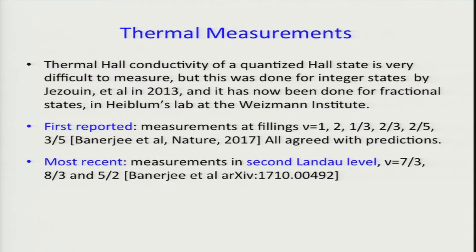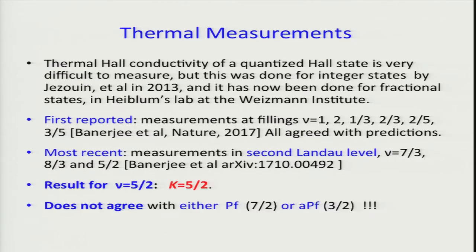To look at the second Landau level, they needed much better samples. There were a lot of complications. And so now, very recently, in October, they reported measurements in the second Landau level at filling fractions 7/3, 8/3, and 5/2. 7/3 and 8/3 are odd denominator, and what they found agreed with the prediction. So what about 5/2? Well, what they found for 5/2 was k equals 5/2. It's not 7/2, not 3/2. It didn't agree with either the prediction of the Pfaffian or the anti-Pfaffian. So this is a big shock, since for 20 years people have believed that the state must be one of these two.